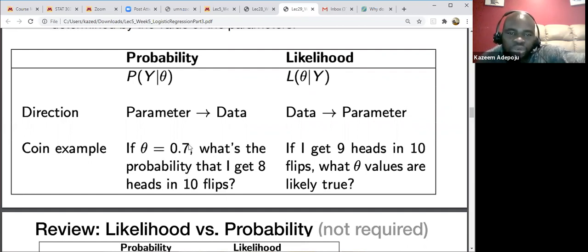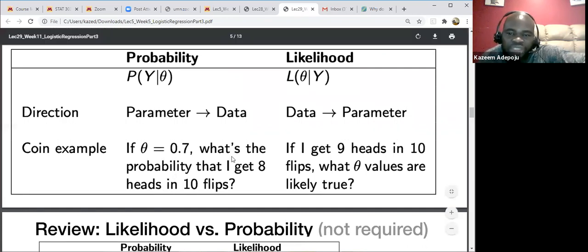So here I'm trying to figure out probability. But the likelihood is going to say, if I get 9 heads in 10 flips, what theta values are likely true? Look at that. Can you compare the two? This is talking about likelihood here: what theta values are likely true?